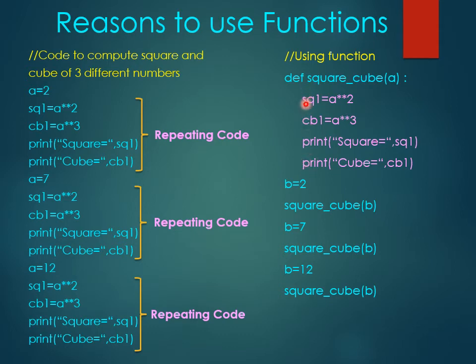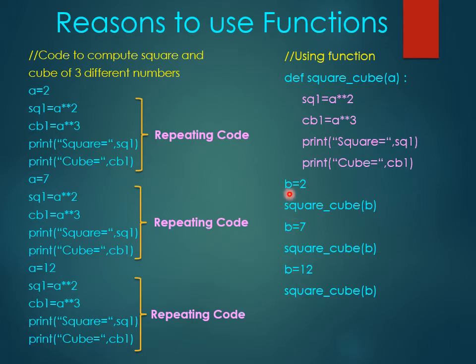So this is the function which I am defining, and the same code I am writing here. Now in this code, the same code is written only one time, not three times. And this is your function body. The function starts here and ends here, and this is your main program from b equal to 2 to here.